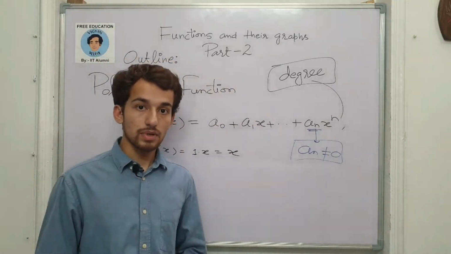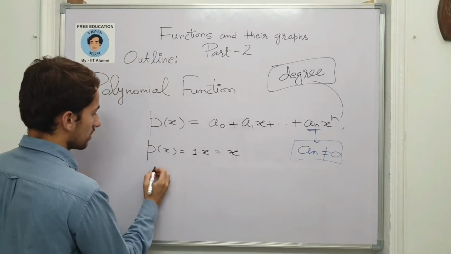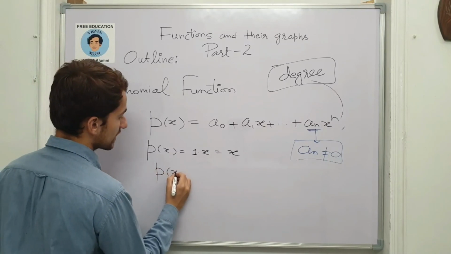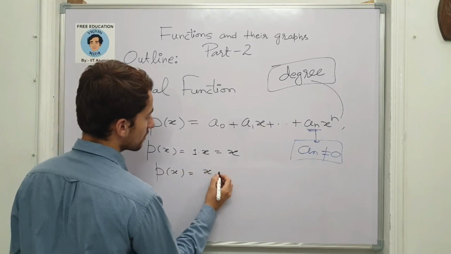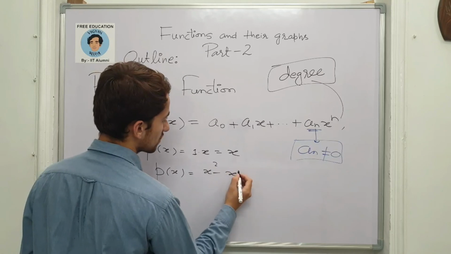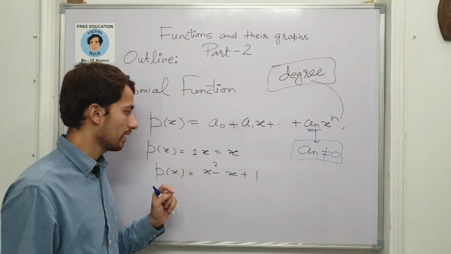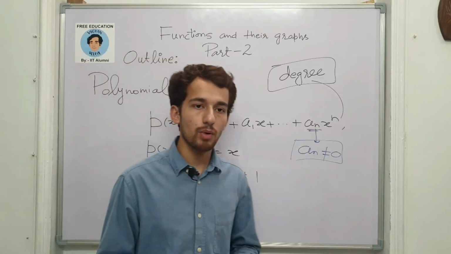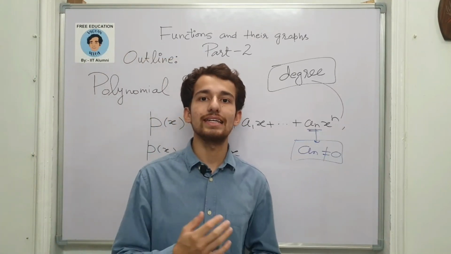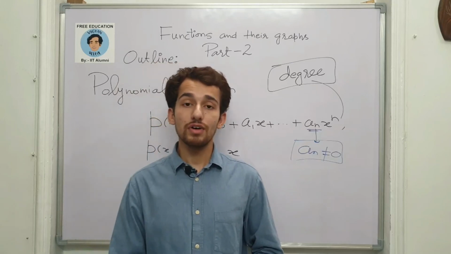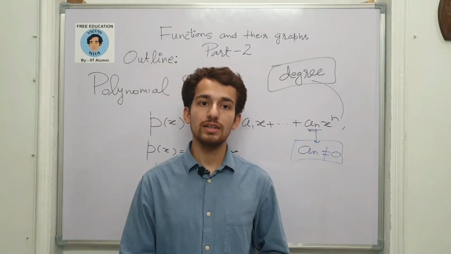Let's take another example. Suppose a polynomial is of second degree. Then we can make it like this. Suppose in particular I have chosen this. Then this is a polynomial of degree 2. Likewise, you can easily construct polynomials of any finite degree n. So we have covered today's lecture and its outline.